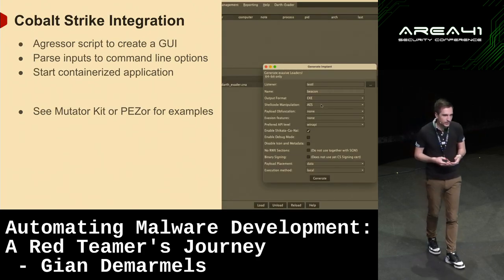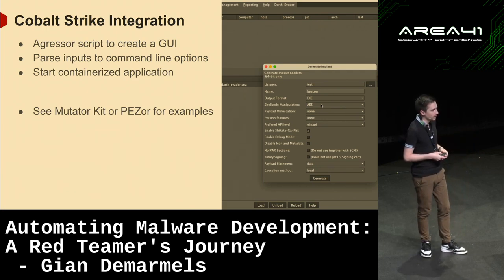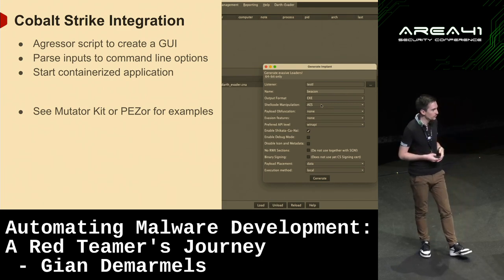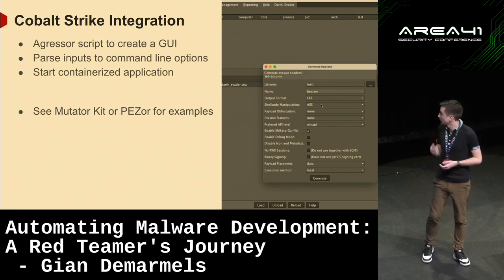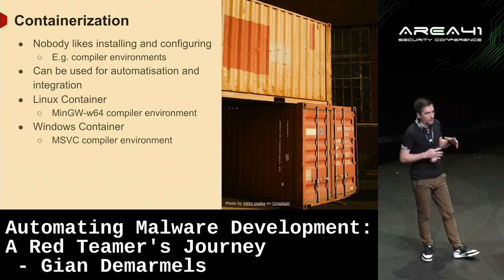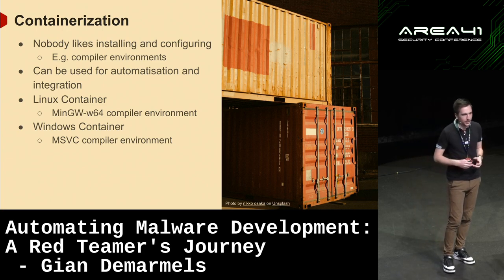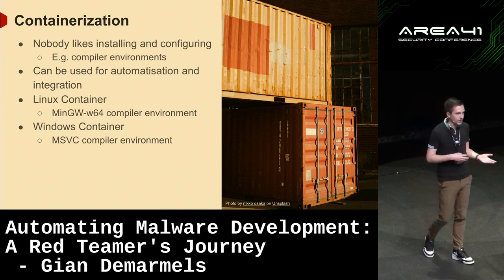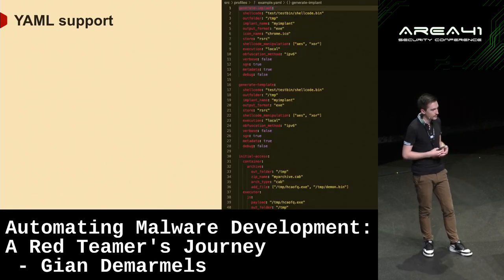Other possibilities would be to directly integrate it inside Cobalt Strike, which I have done. It's not a very enjoyable thing to do with the Aggressor language, but you can do it if you really want it, a GUI. Containerization is very important, as it allows you to further automate stuff which we are going to see after. I created a Linux and also a Windows container for supporting both of the compiler environments.